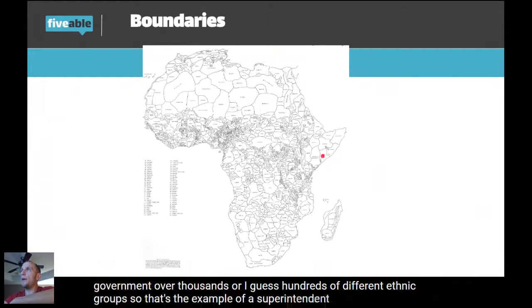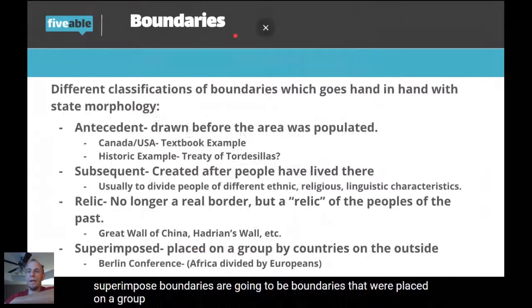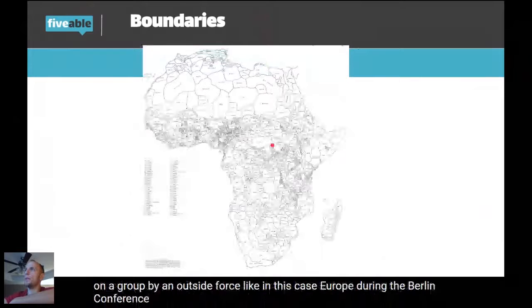So that's the example of a superimposed boundary. To review, superimposed boundaries are going to be boundaries that were placed on a group by an outside force, like in this case, Europe during the Berlin Conference.